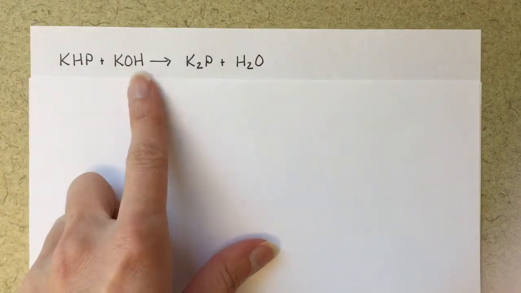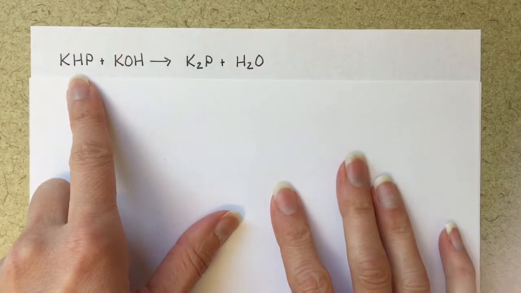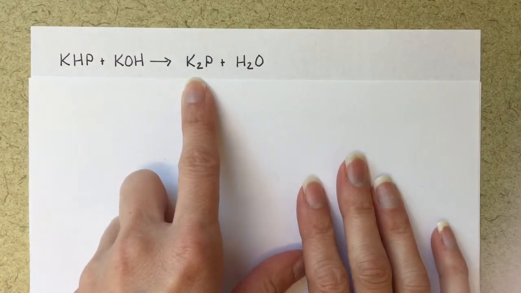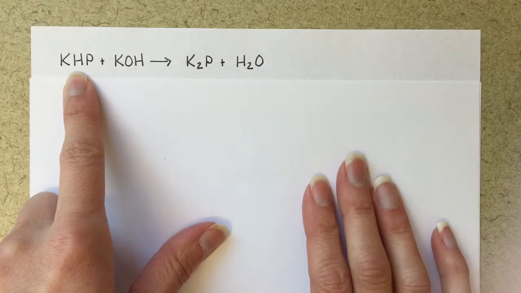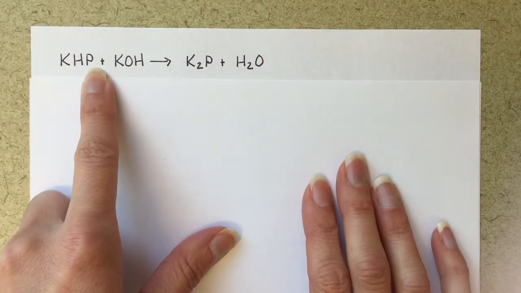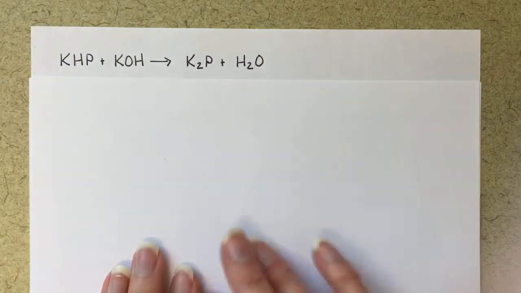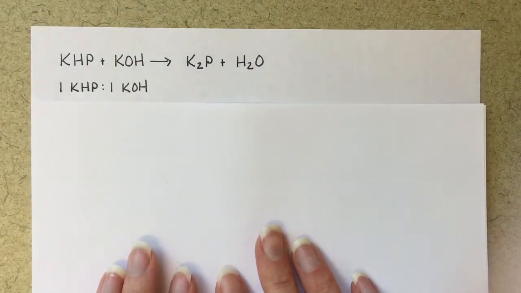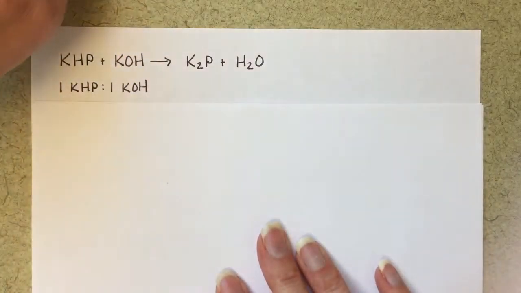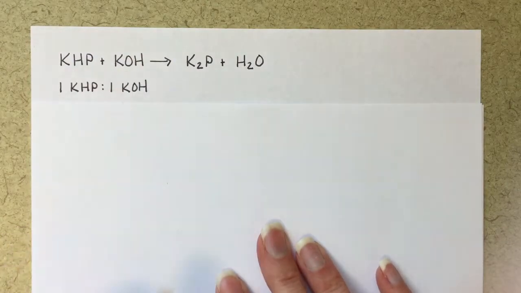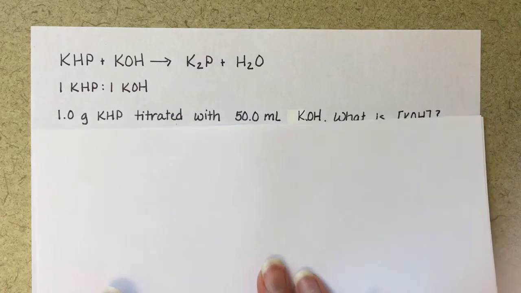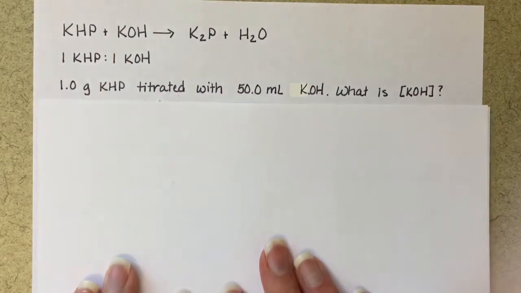So I've written out a balanced equation. This is KHP reacting with KOH, and it makes K2P and H2O. KHP, just as a side note, is potassium hydrogen phthalate as described in problem number 1 of the pre-lab. The P does not stand for phosphorus, it stands for the phthalate ion. So you can see from this equation that KHP and KOH react with each other in a 1-to-1 ratio from their stoichiometric coefficients, and that's going to be important when we go about and solve the problem.